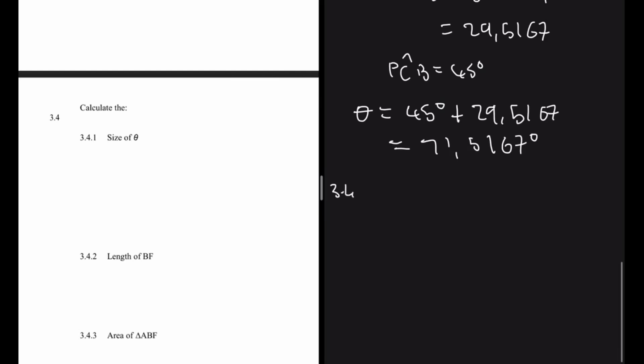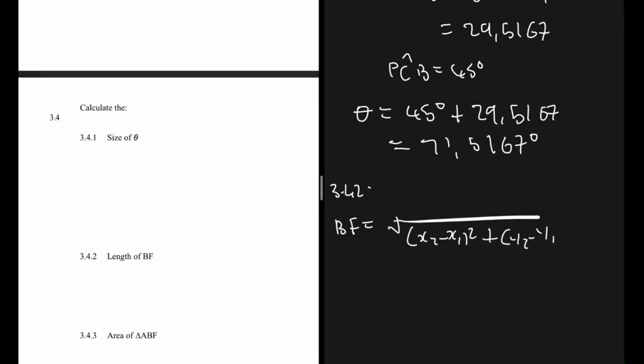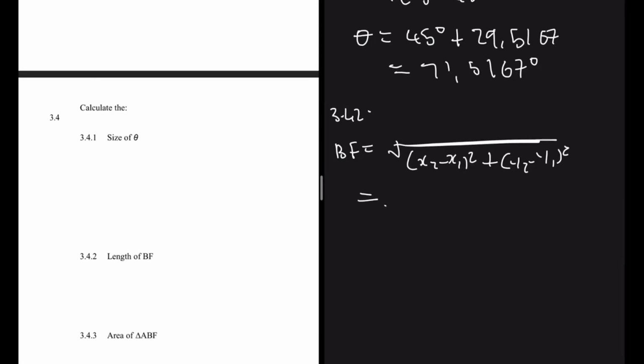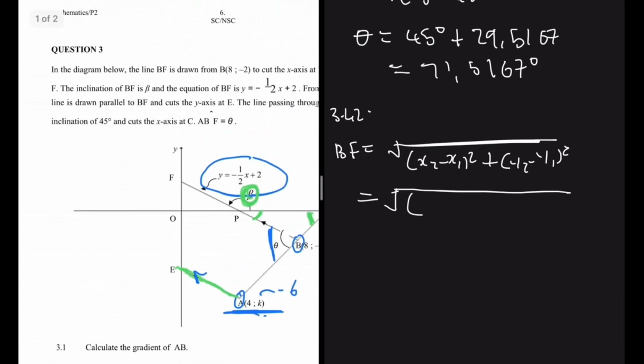Now let's move forward and find the length of BF. That's 3.4.2. So we want to find the length of BF, right? We know that the length will be given by the square root of x2 minus x1 squared plus y2 minus y1 squared, right? Again, in this case, we have to decide which point we take in as the second and which point we take in as the first.